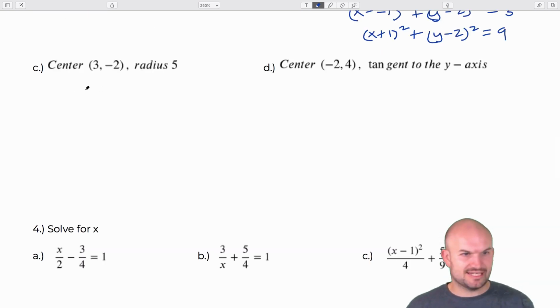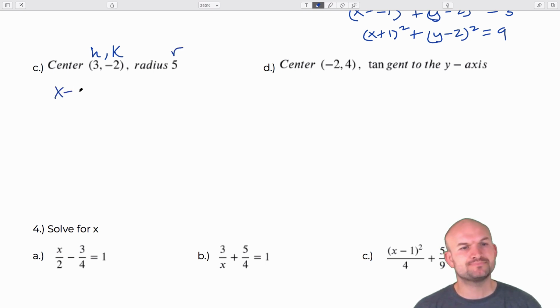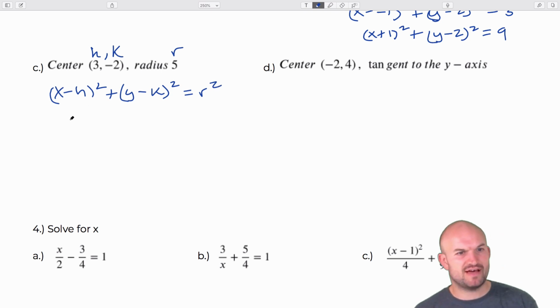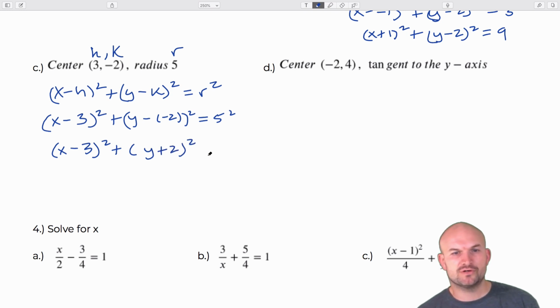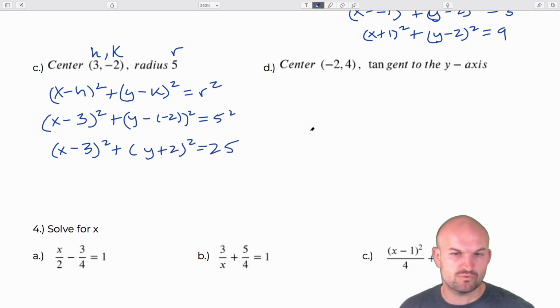On the next one, we have center is 3, -2, and radius is 5. So again, this one is actually a little bit easier than the last one. We have our h, k and we have our r. So basically, we're just going to use x minus h squared plus y minus k squared equals r squared. And again, just plug in your values here. So we have x minus 3 squared plus y minus -2 squared equals 5 squared. And then you could just simplify this. I'm showing my work because I'm a teacher, but obviously you could skip that second step and just go right to there.